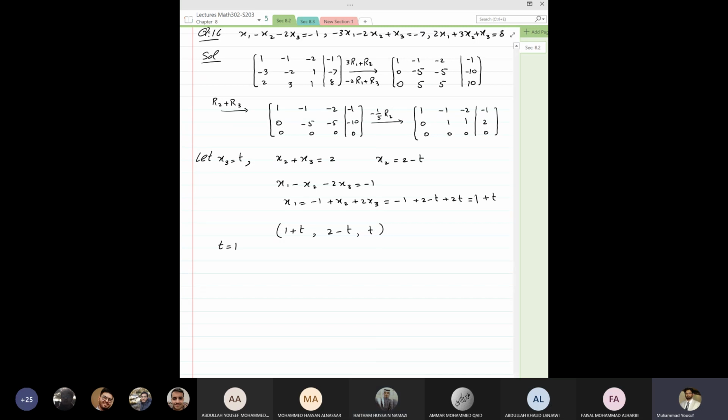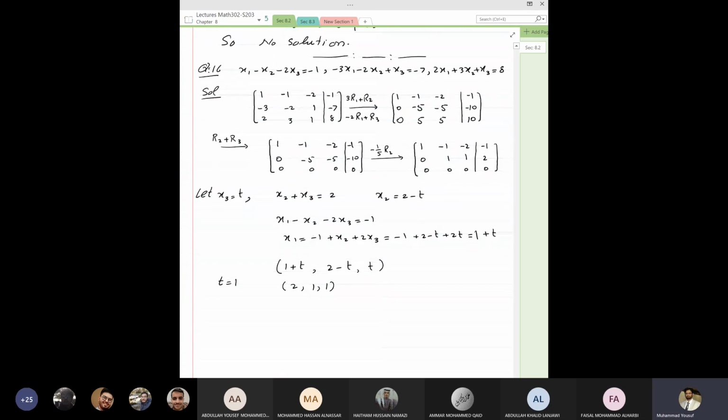So there are infinitely many solutions. Let us check one solution with T equal to 1. So 2, 1 and 1. Does this satisfy this equation? X1 minus X2 minus 2X3: 2 minus 1 minus 2. So what do you get? -1? Yeah, correct. It does satisfy equation 1. Similarly, you can verify that it also satisfies the third equation and the second equation. So here we have infinitely many solutions.